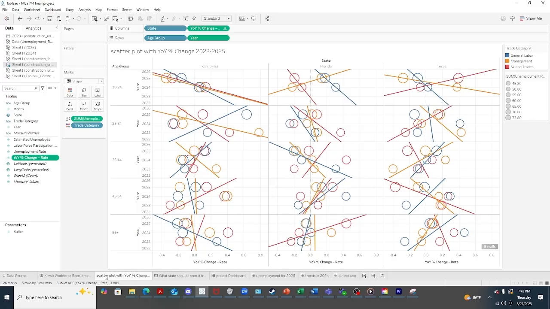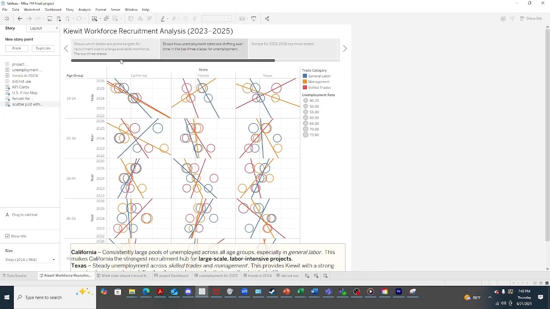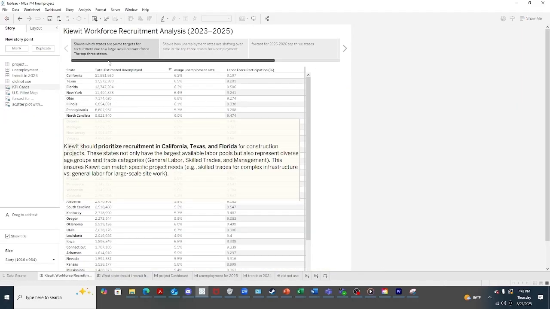And how this came together was I used this to tell my story, where I'm showing Kiewit should prioritize recruitment in California, Texas, and Florida for construction projects.